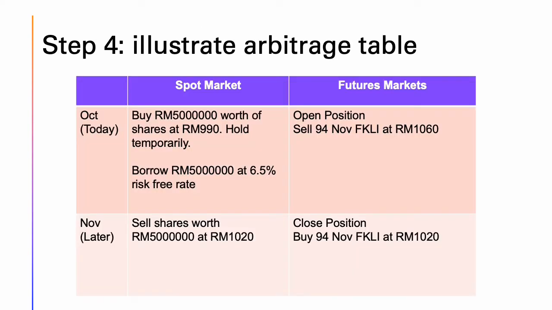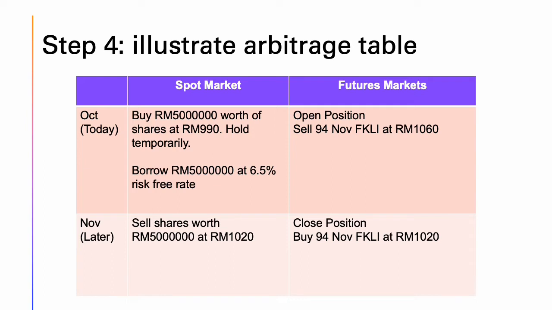Step number 4, you need to prepare your arbitrage table. So arbitrage table, we have 2 columns. The first column represent your transaction in the spot market, and the second column represent your transaction in futures market. So in arbitrage table, you need to put in detail all your transaction for your arbitrage strategy. So today in October, you buy 5 million of shares at price 990. You hold that shares temporarily, and then in order to buy 5 million of shares, you need to borrow 5 million ringgit at 6.5% risk-free rate.